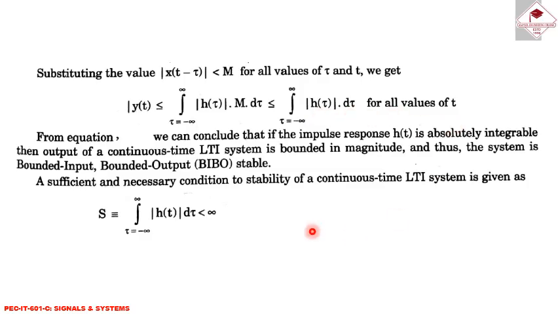Now from the equation we can conclude that if the impulse response h(t) is absolutely integrable, then the output of the continuous time LTI system is bounded in magnitude, and thus the system is bounded input bounded output stable. A sufficient and necessary condition for stability of a continuous time LTI system is given as stability S equals the integral from tau equals minus infinity to plus infinity of the magnitude of h(t) d tau less than infinity.